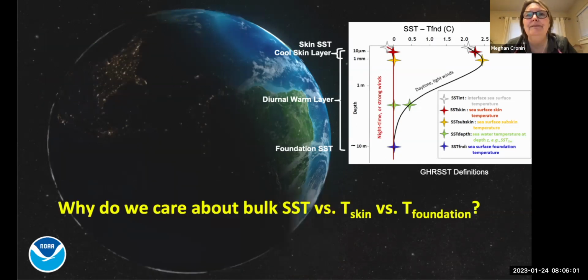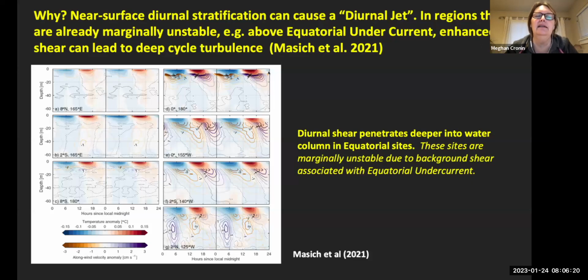So why do we care about all these differences? It seems like it's just really fussy. And after all, the diurnal warm layer is just afternoons, it's just transient, who cares? Well, the thing is that near-surface stratification can trap momentum and other properties in the surface, and that can then set up shears, or a diurnal jet. In regions that are already marginally unstable, say above the equatorial undercurrent along the equator in the Eastern Pacific, you can get shears that penetrate deeper into the water column.